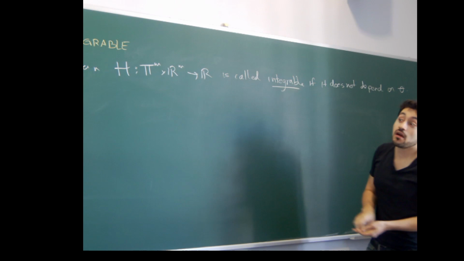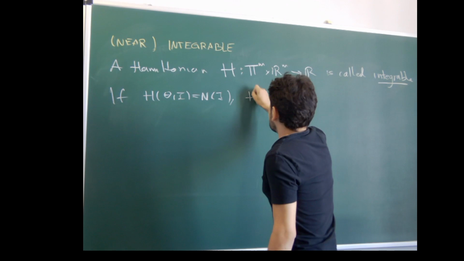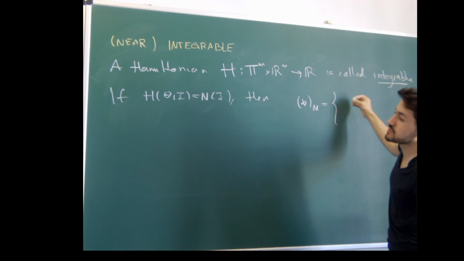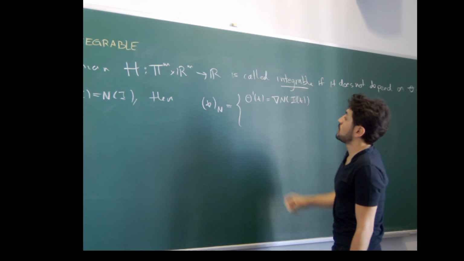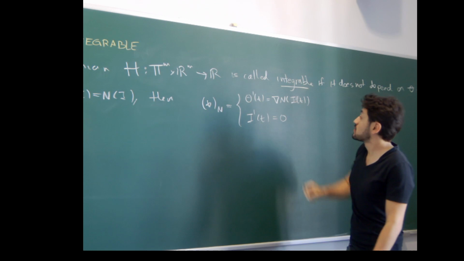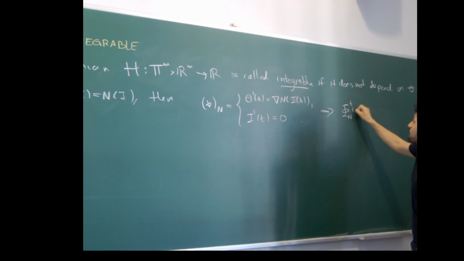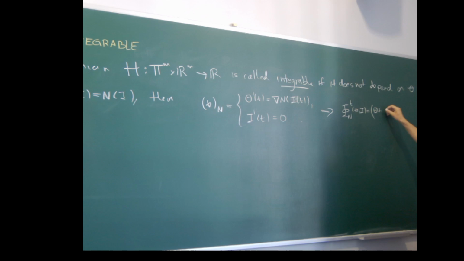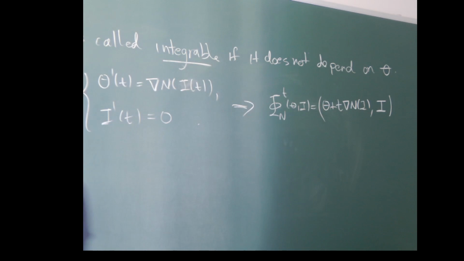So if I have something like this, this writes just as a function n, then I can write my system as theta prime of t is equal to the gradient of n at I of t, and I prime, since n doesn't depend on theta, this becomes zero. So big simplification. And actually, because of this, I can explicitly solve my system. So when I have something like this, my Hamiltonian flow looks like this. I'm just moving in the first m coordinates, and my second coordinate is fixed. Okay? So for this particular class, we have explicit solutions, we understand completely the behavior.